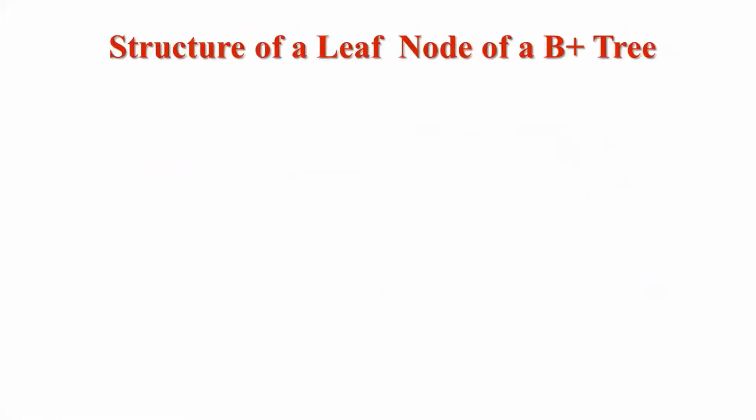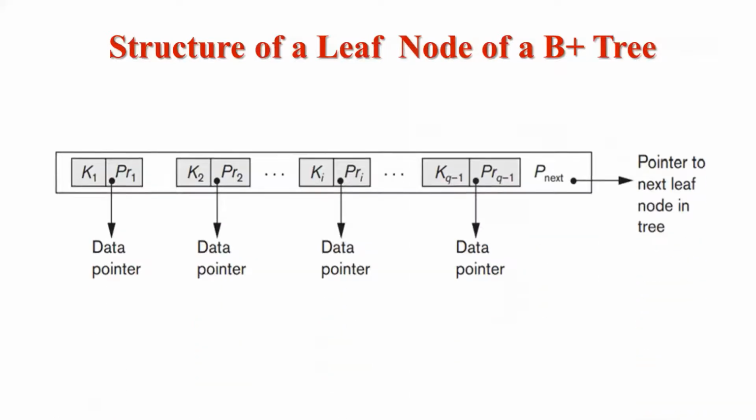And next is the structure of the leaf node of a B plus tree. Leaf nodes are nothing but the nodes which do not have any children. As I already told you, in a B plus tree, the data pointers, the actual pointers pointing to the data blocks which hold the records, will be there in the leaf nodes only. So in the leaf node of a B plus tree, you'll be having two fields. One is the search key value and the second one is the data pointer, which is pointing to the disk block containing the actual record.